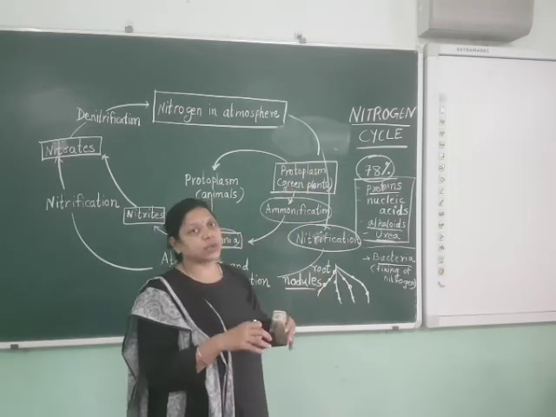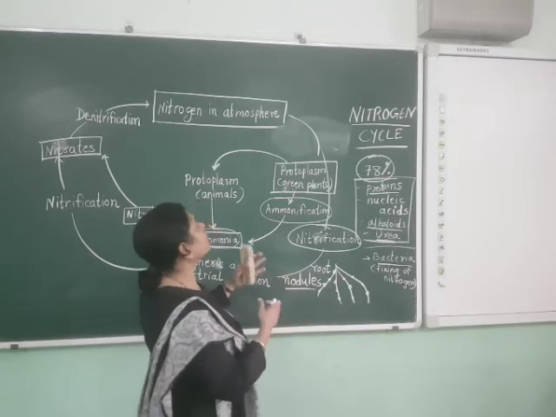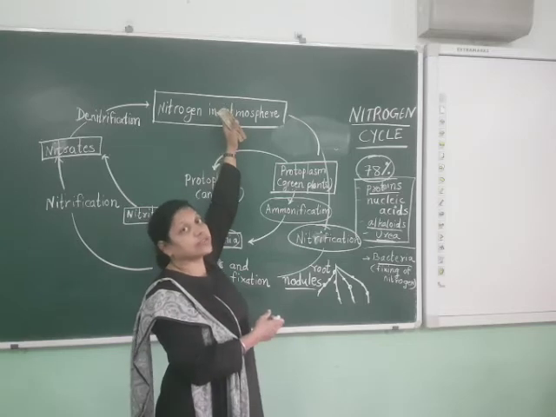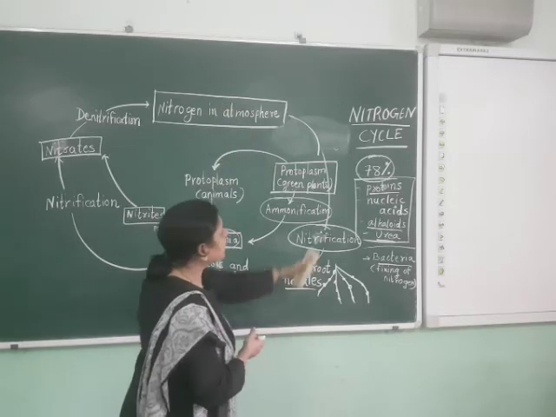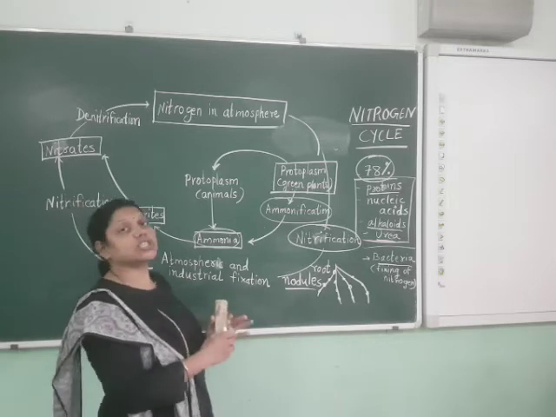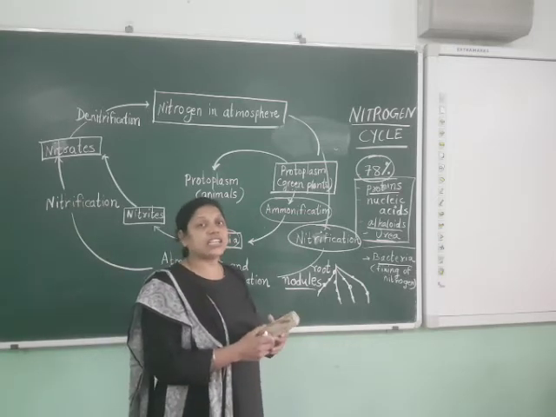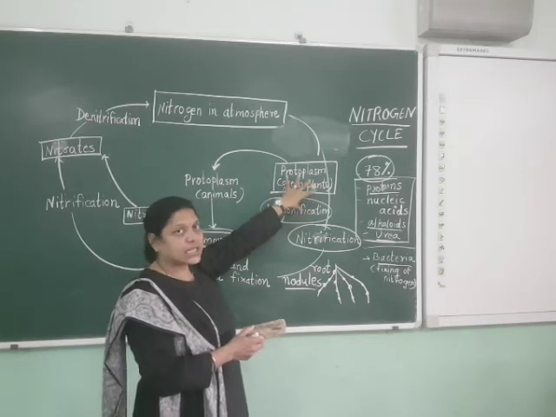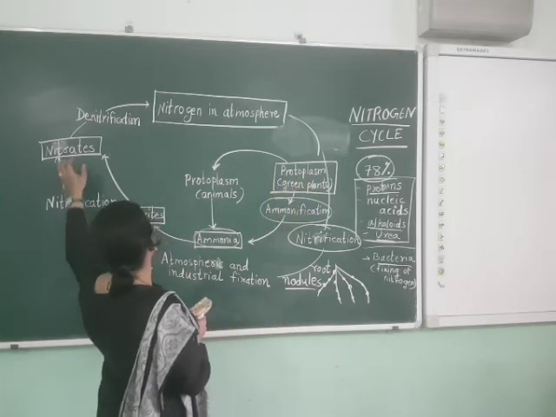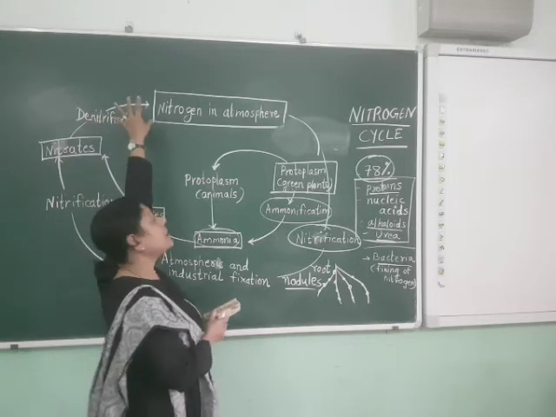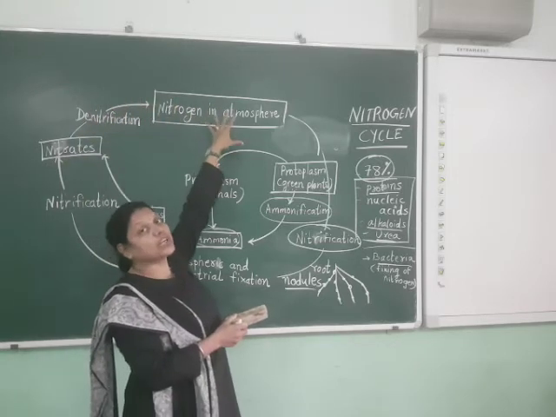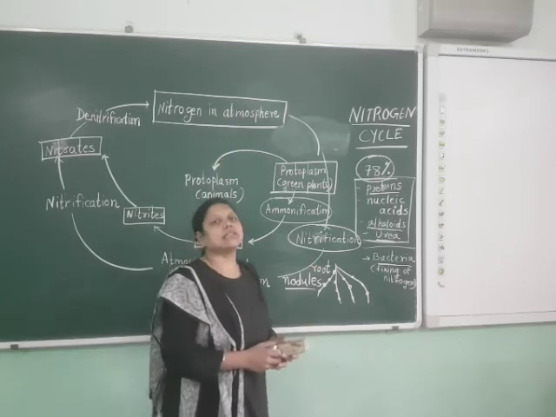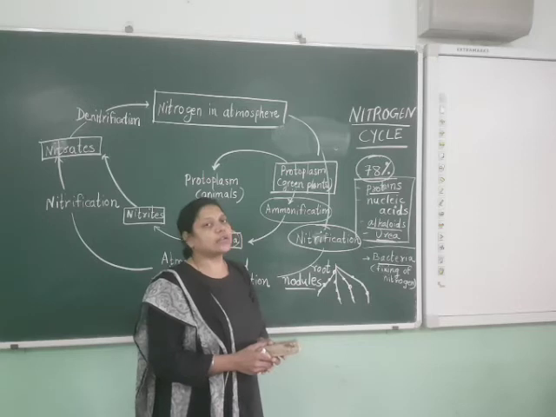substances mix with the soil, and again this nitrogen is released into the atmosphere for further use. So this continuous process of conversion of nitrogen into nitrates and nitrites for the use of animals and plants, and again with the help of denitrification, where these nitrates and nitrites get converted into nitrogen in the atmosphere, this whole process is termed the nitrogen cycle.